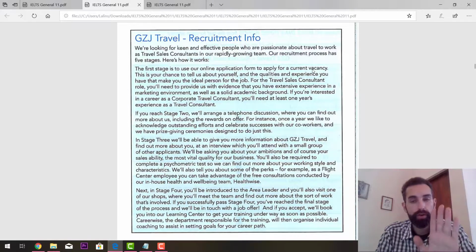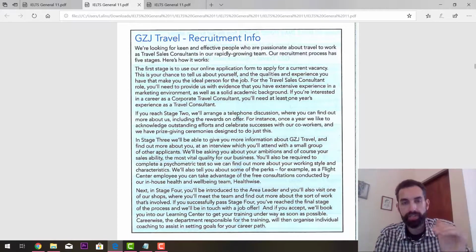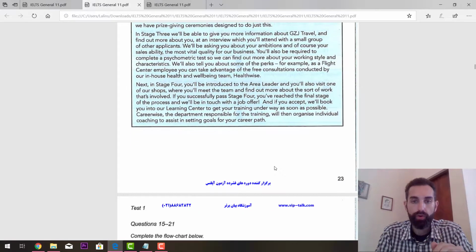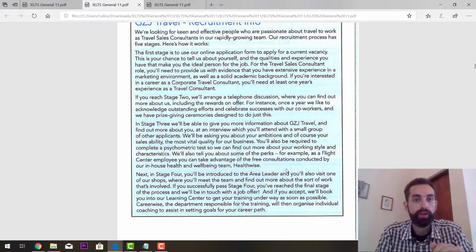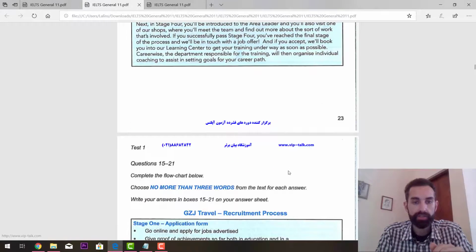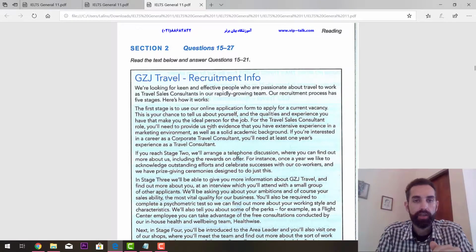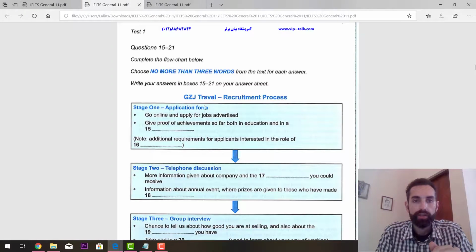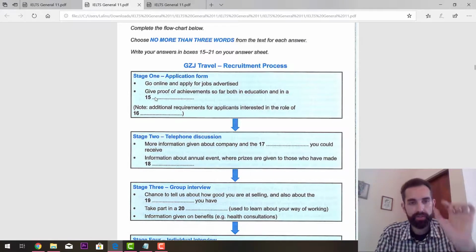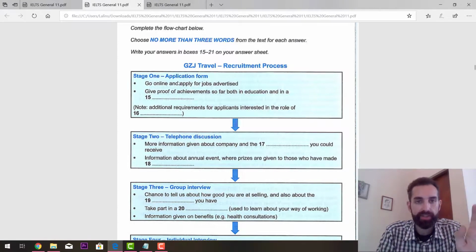Okay, before I go further in, this is clearly broken into sections. So with your flowchart, actually I'll keep this one on this and then go to here. Yeah, this will be there. So with your flowchart, the paragraph we were just reading, that's about the application form. So we'll be looking for give proof of achievement so far both in education and in blank.